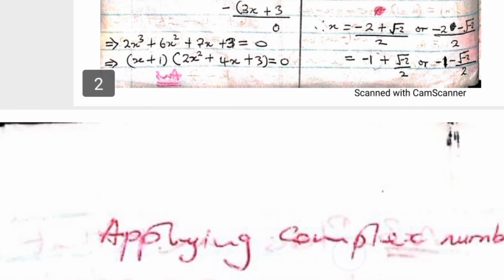Okay? So we need to find all the solutions. Therefore, we apply complex numbers. For complex numbers, negative 1 is equal to i squared. So instead of writing root negative 2, we write root 2 i squared, or negative 2 plus or minus root 2 i squared over 2. So this is what we are doing at this stage.